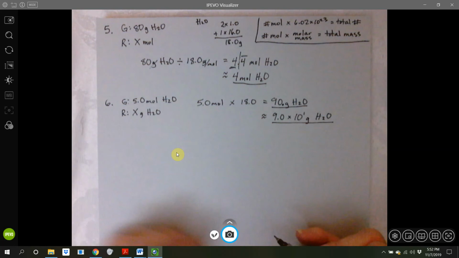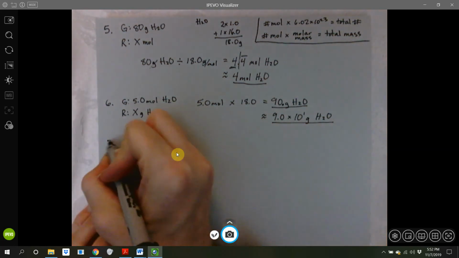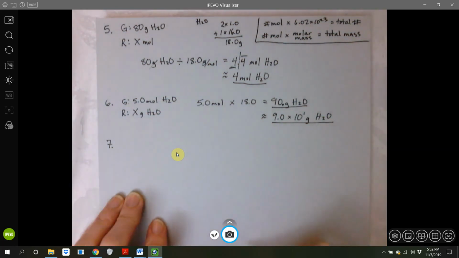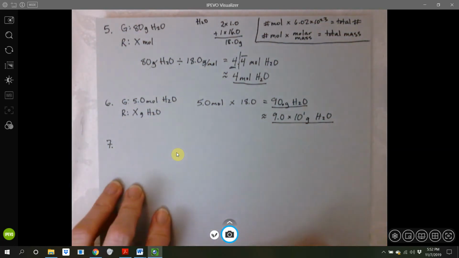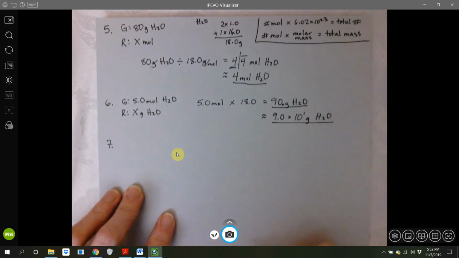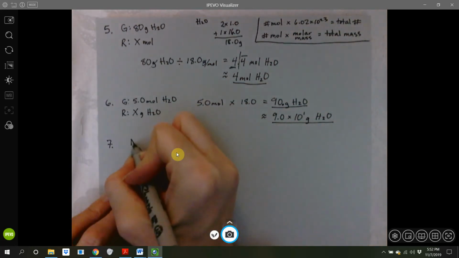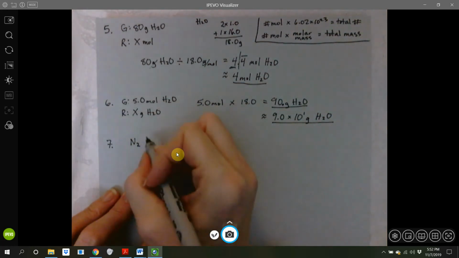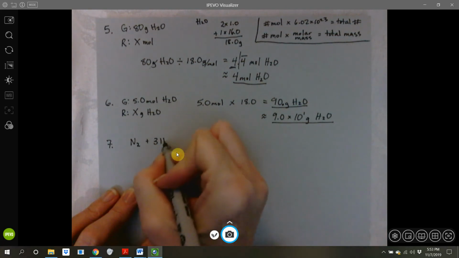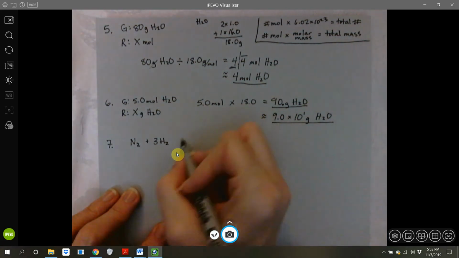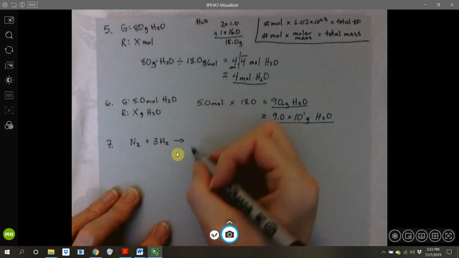Okay, number 7. It says use this balanced equation to solve the following problems. I'll write out the equation just so we can see it here together. N2 plus 3H2 produces 2NH3.